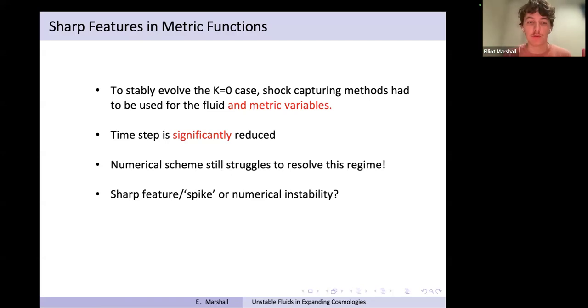But given all this, the question remains, is this a sharp feature or spike, or is it some sort of numerical instability? Either would be interesting. If it is a numerical instability, the natural question is what about this k equals 0 regime means our methods fail. But let's say, for the sake of argument, it's not a numerical instability and it is some genuine feature. What is that feature potentially? The only thing that comes to mind is that it's very reminiscent of the spikes you can see when you approach the initial singularity in these cosmological spacetimes.